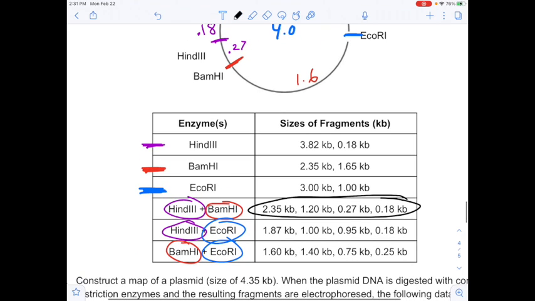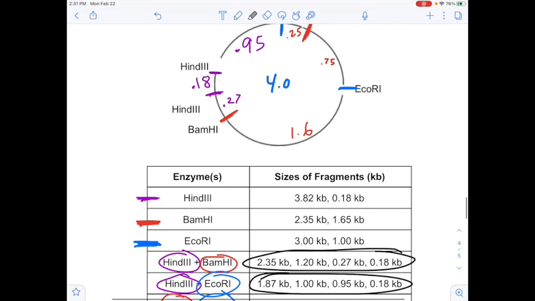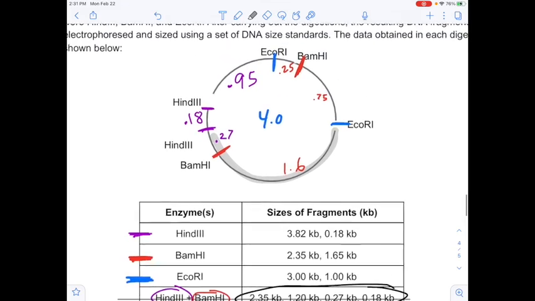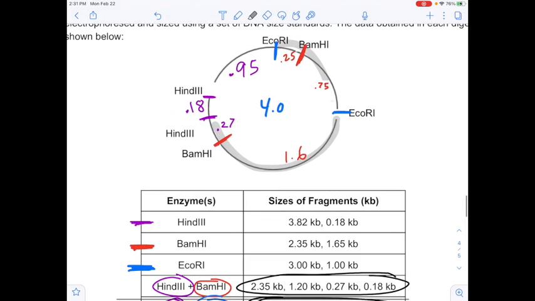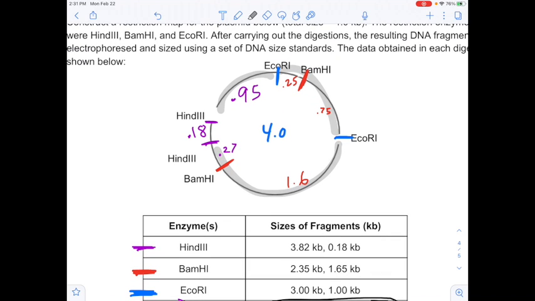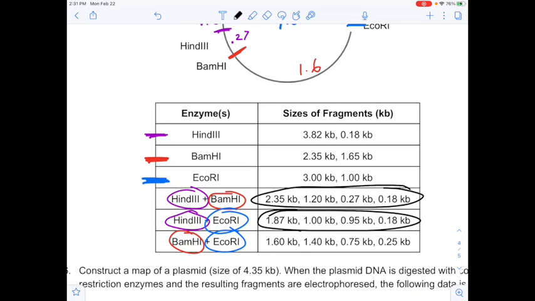What about this section? If I just had the purple and the blue, would I have 1.87? If I just had the purple and the blue, where would that be? 1.87 would be that section. 1.6 plus 0.27. A 1.0 if I just had the purple and the blue would be there. 0.95 and a 0.18. Yep, 0.95, 0.18. So that's how you can kind of check your work once you've done the logic and put things where they need to go. How about this one?